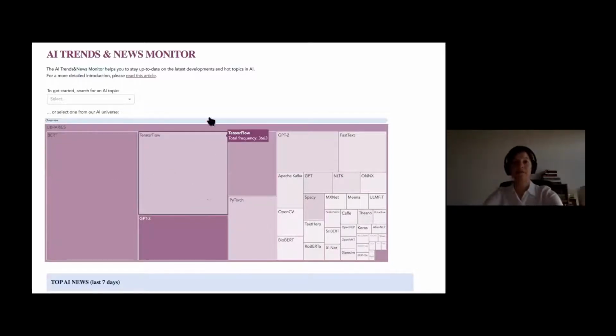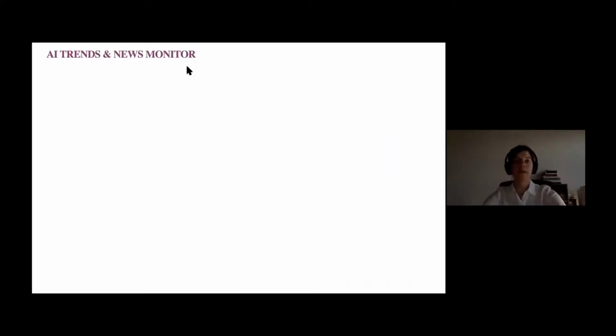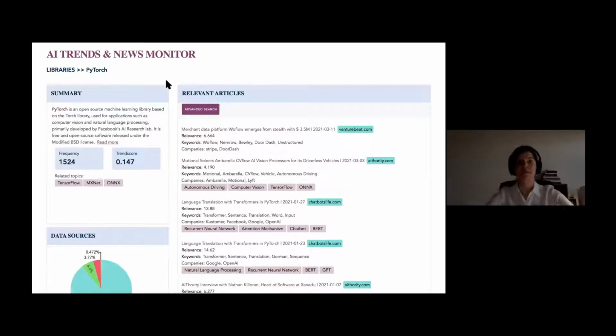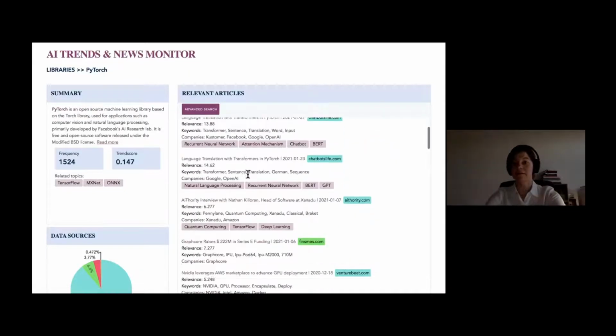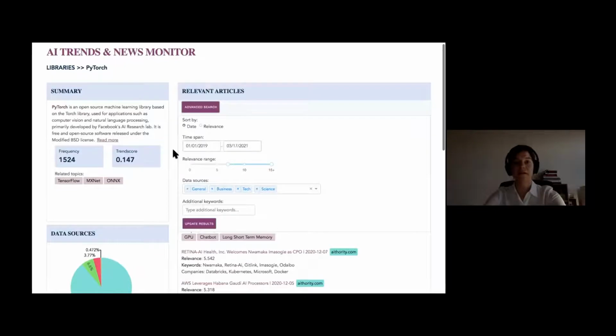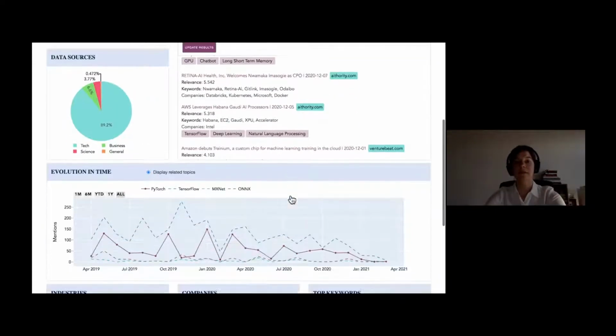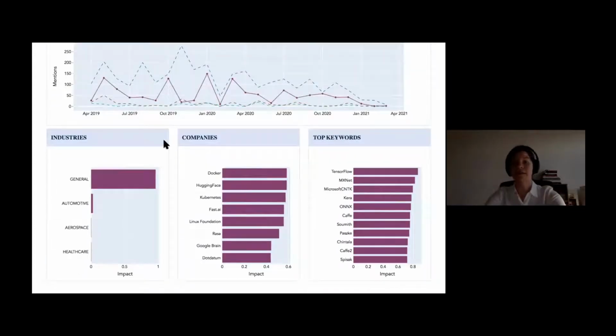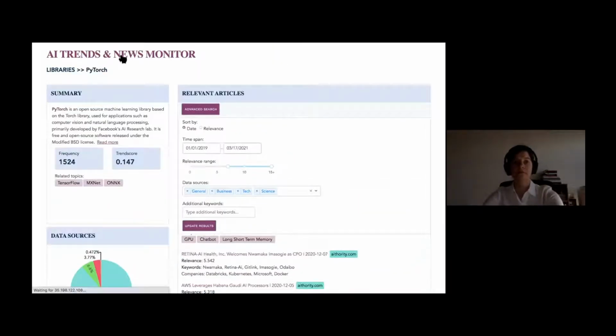So this is the first level of granularity, a very coarse-grained but high-level overview over the domain. But you also have the possibility to drill down into specific topics. Let's say we are interested in PyTorch. We go on this topic and come to the detail page for PyTorch, where we have a quick summary. Then we have the relevant articles from the last month. We have additional search filters, and then different aggregations: aggregation by data source and by time, and some additional context information. So what are the industries, what are the companies, and what are some of the other keywords associated with PyTorch.